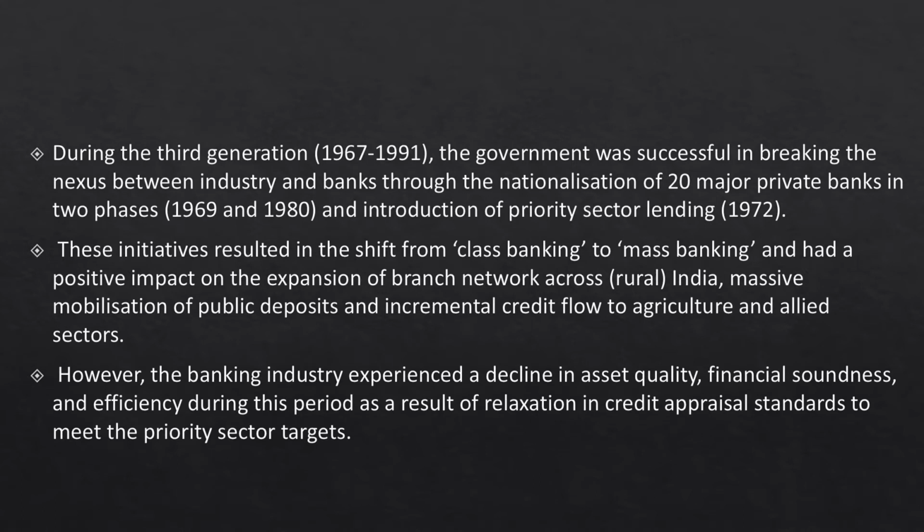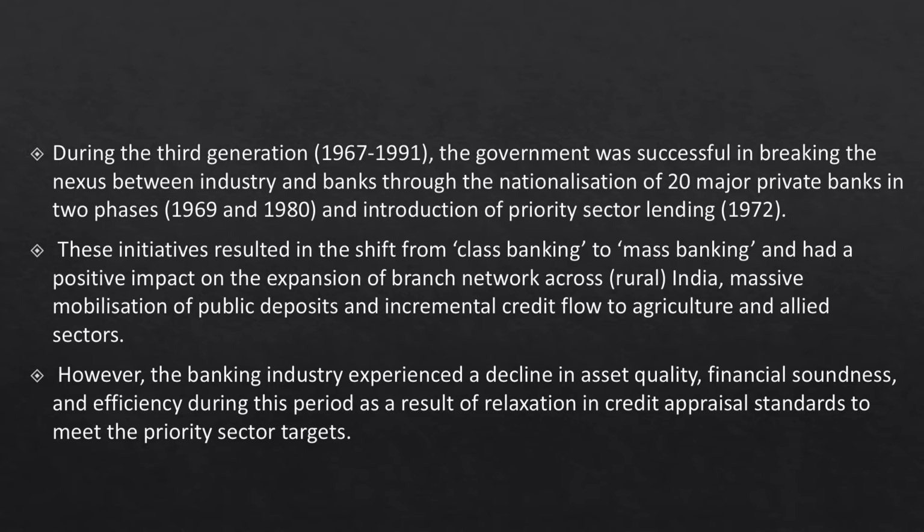During the third generation, which started from 1967 and ended in 91, we could see that the government was successful to an extent because it could break the nexus between industry and banks through nationalization. What the government did was nationalize 20 private sector banks, and this happened in two phases. In 1967, there was one nationalization, and in 1980 there was another one. And priority sector lending was initiated in 1972.